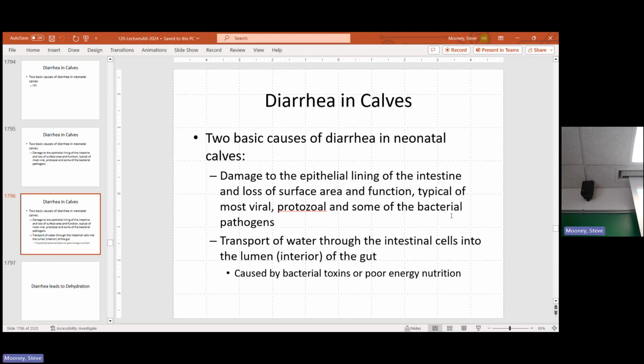So transport the water through the intestinal cells into the lumen of the gut. We sometimes have situations where we've got toxins or poor energy where things are being pulled into the gut. So you've got either a destruction of the absorptive surface area, so we're not absorbing, things are moving through the gut, or something in the lumen of the gut, and the inside of the gut is drawing water out of the body into the gut, and that's why we get diarrhea.